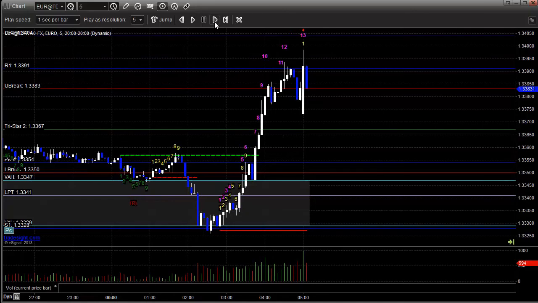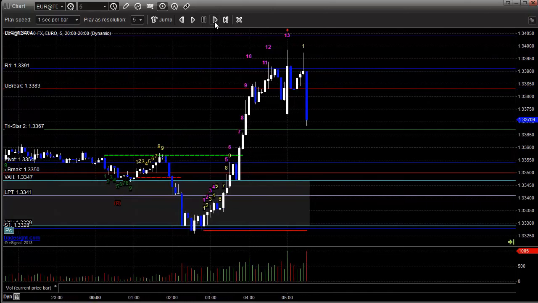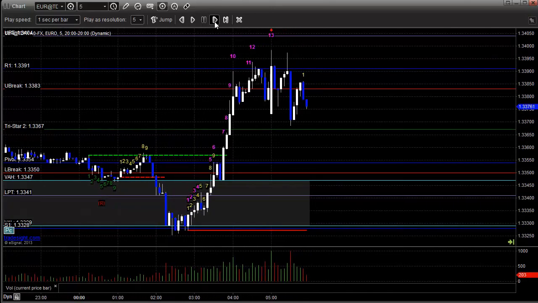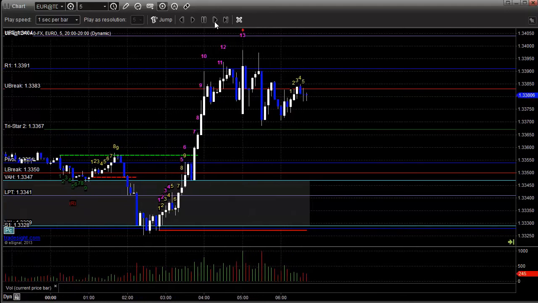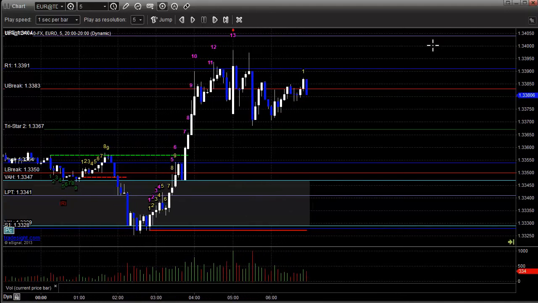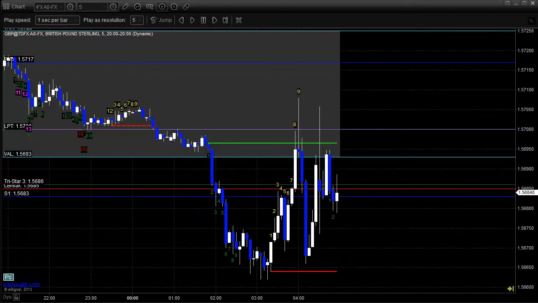Let's see what that led to from there. That was the top. Pretty amazing. So you get first a value area play, and then on the reversal, which leads to a big move in the market, you get a Comber sell signal that calls the high. Now, let's flip over here to the pound dollar and take a look at how this played out.